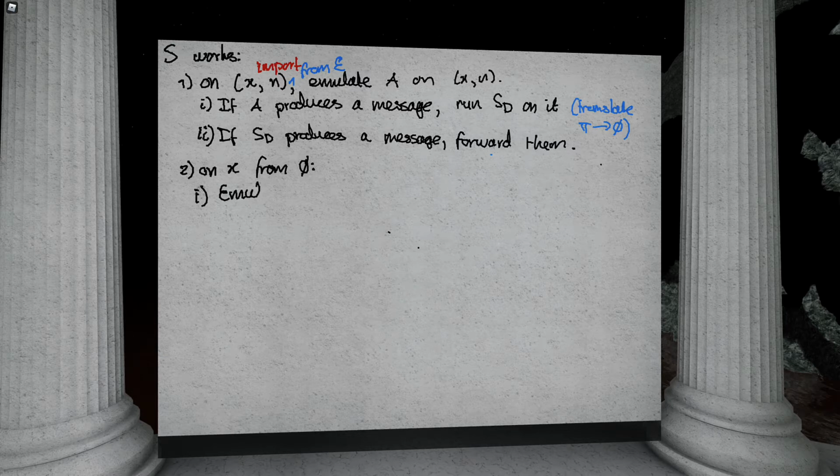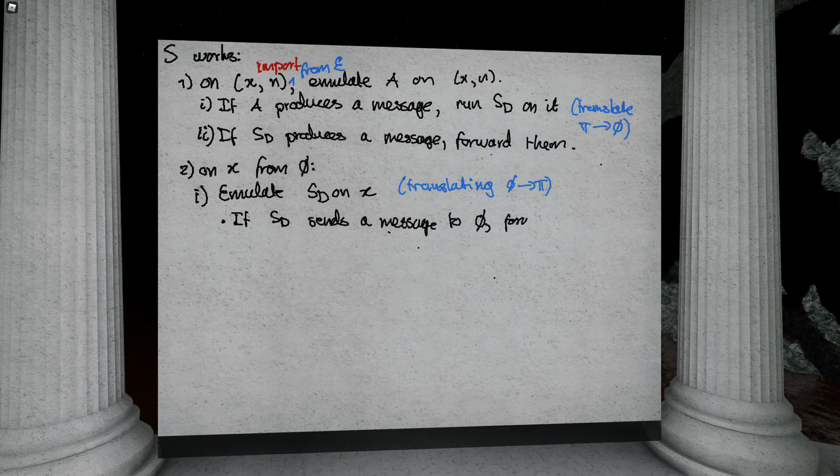Okay, so the first thing we do, emulate our dummy simulator on X. This is translating now phi to pi. There's two branches here. So the first case, okay, let's suppose that SD produces a message. SD might want to talk to a protocol participant, or it might want to talk to an environment. So if SD sends a message to phi, forward it. Because remember, we're only emulating SD, right? If it says I send a message, then we do have to actually say, okay, I'm going to forward that message. Okay, and then the more interesting branch is what would happen here, right? The dummy simulator would send a message to phi, it gets a reply, and then either it sends another message to phi or it sends one to the environment.